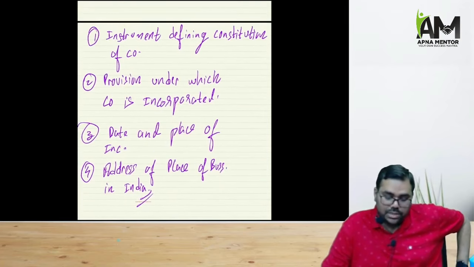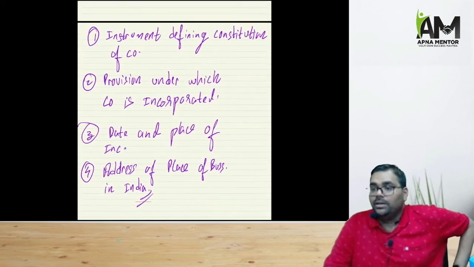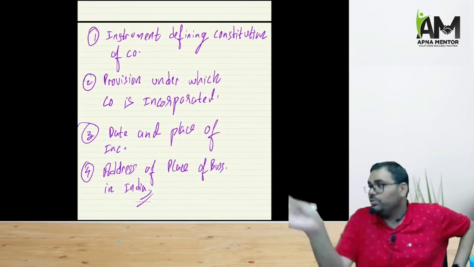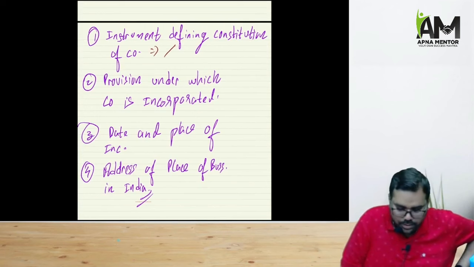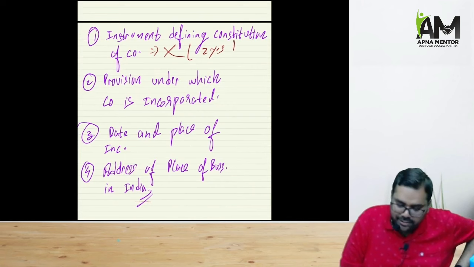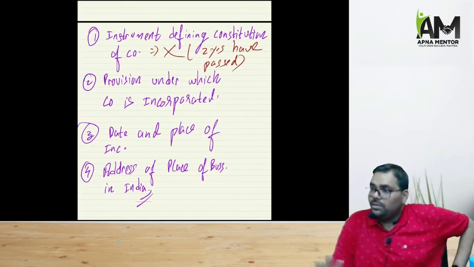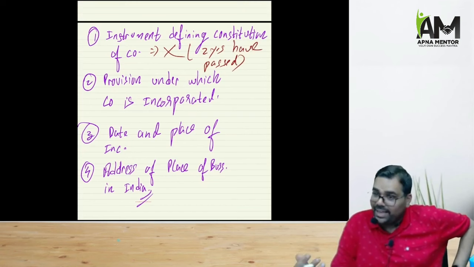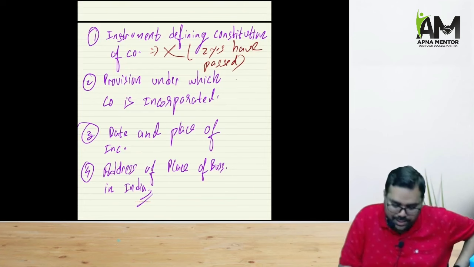So which disclosure is to be given, and where is disclosure not to be given? Instrument defining constitution of the company: disclosure needed or not needed? Not needed, because 2 years have passed. Provision under which the company is incorporated: not needed, because again this is the enactment under which the Companies Act is passed, and already 2 years have passed.